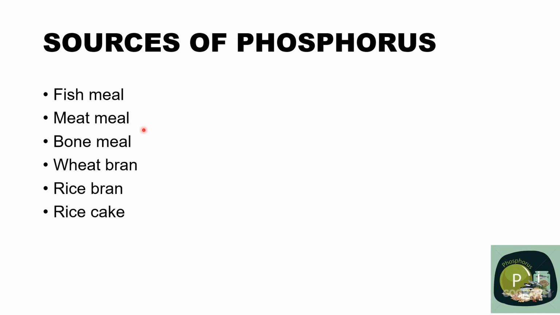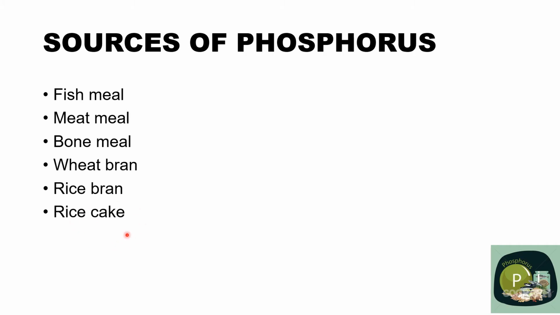These are our sources of phosphorus. So, first are our animal sources like fish, meat, and bone meal. These are what we can get phosphorus from in animals: fish meal, meat meal, and bone meal. Then, when it comes to plant-based sources, you have wheat bran, rice bran, and what we call rice cake. So, these are our sources of phosphorus.